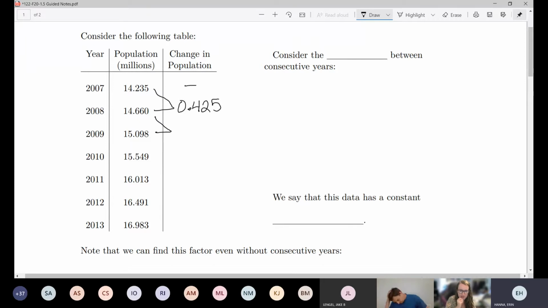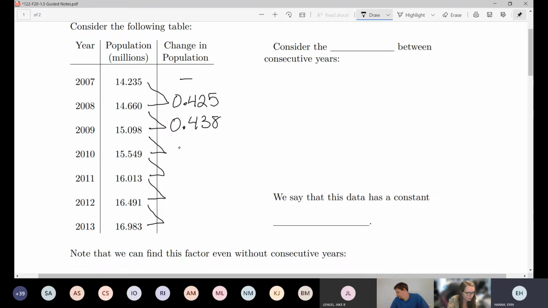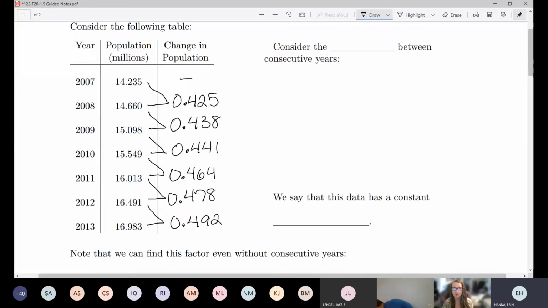And then if I find the change in the next set of years, it's going to be 0.438. Well, at this point, we already know that it's obviously not going to be linear because those two don't match. And since the years all go up by 1, they would have to match. But let me just finish filling it out really quick. Between 2009 and 2010, we have a change in population of 0.441, and then 0.464, and then 0.478. I don't know why I made this table so long, but anyway. Obviously none of those changes in population match, so this definitely wouldn't be a linear function.